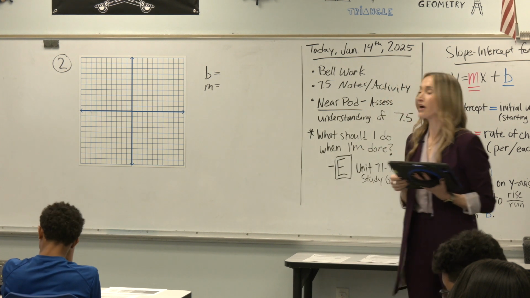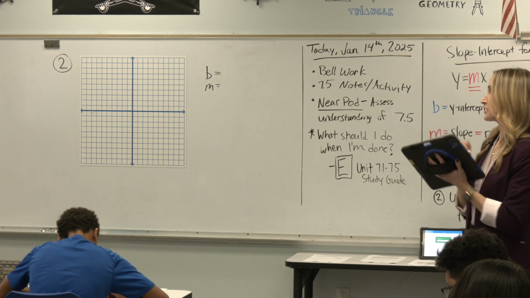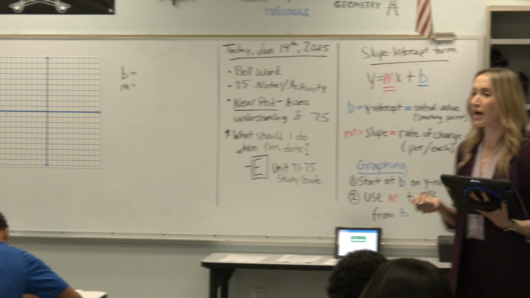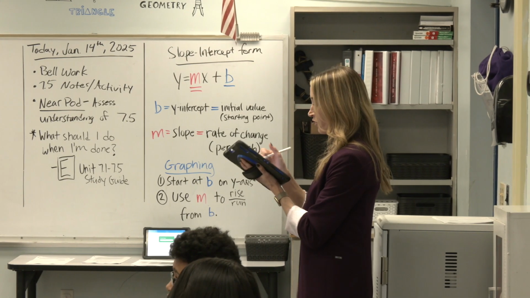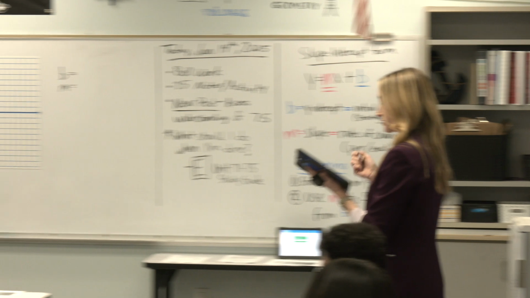All right, now we have to graph it. We know that we start at B. B is 15. Okay, so go to your graph. Do we start on the x-axis or the y-axis when we graph? The y. Very good, the y. So go to the y. Which axis is that, vertical or horizontal? Vertical. Perfect.